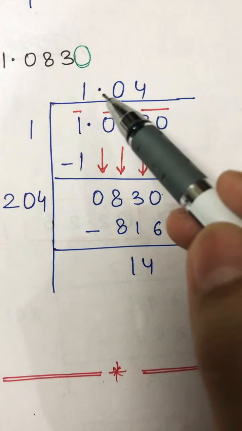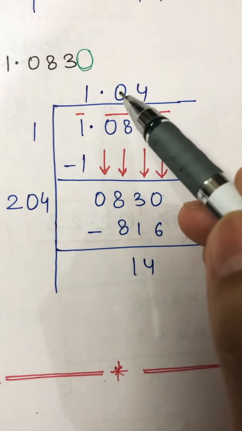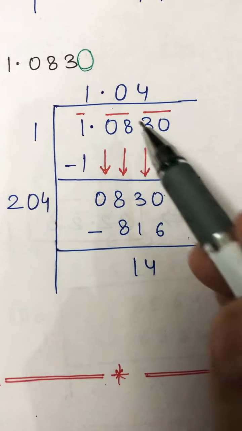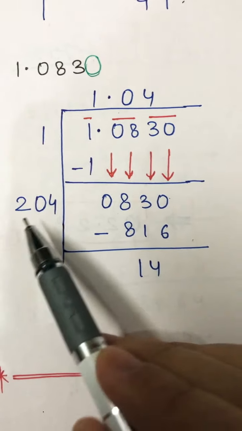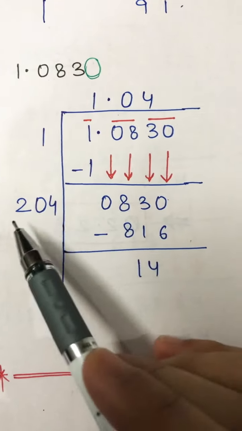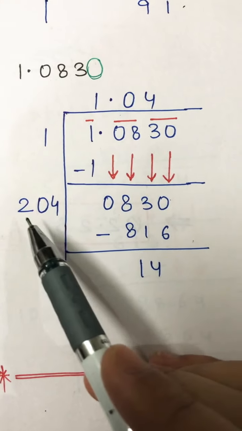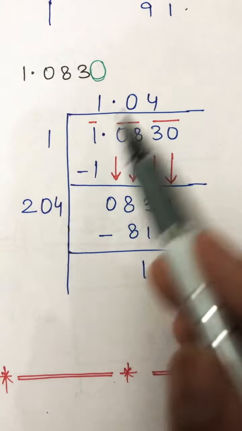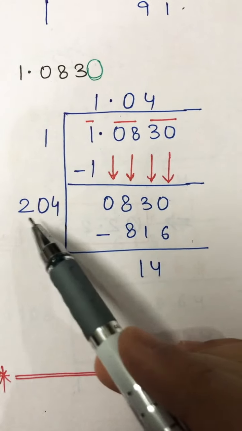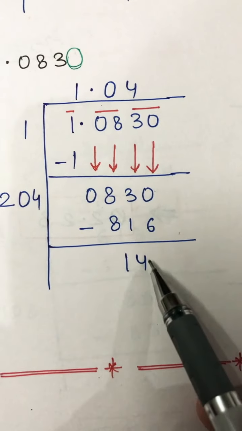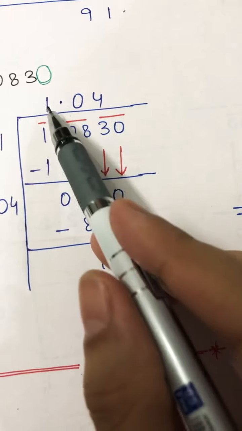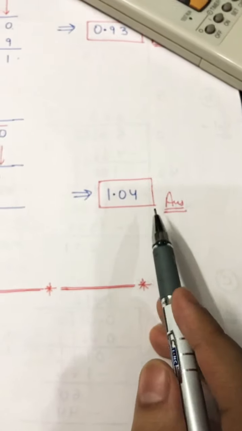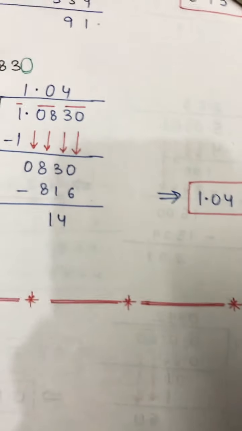So you have to place a decimal here first of all, and then place 0 here and here, because you have taken out two pairs together. Now 1 plus 1 is 2, and this 0 0. Now you will multiply with 0 plus 0 is 0. So you have to multiply with 4. 204 4s are 816. So the remainder is 14, but your answer is 1.04. So your answer is coming up to 2 decimal places. Clear?